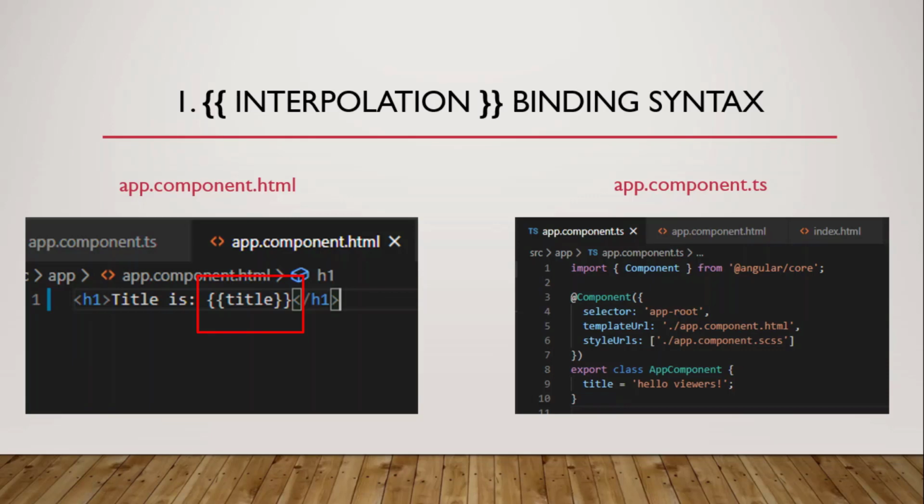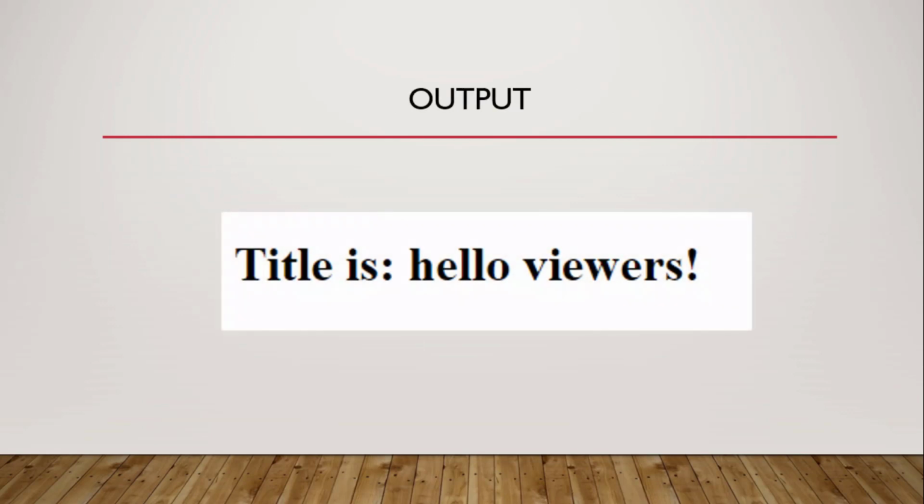Say in our example it is title, and in the component.ts we have created a variable which is title, and we have assigned a value to it. In this case it is hello viewers, and what it will do is replace the content of the variable in place of the interpolation symbol which we have used. If we see the output of this program, it will be something like this: our constant message, and after that the variable text attached to it.